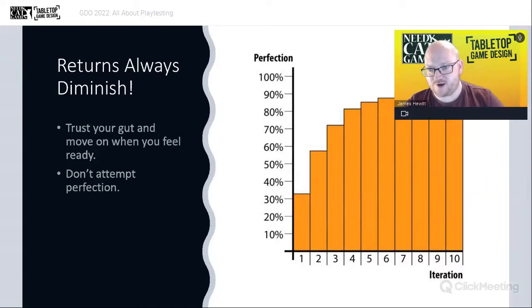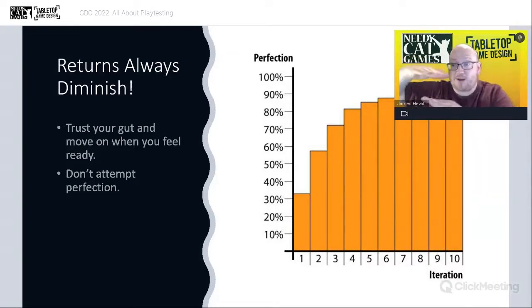Here's a little graph for you. Perfection is a lie, but assume that 100% is perfection, the perfect version of your game. You've designed a game that cannot be improved at all. You won't get there, but that's the top. Your first iteration, jumping to your second, you might actually have like a 30% improvement in how perfect your game is. I don't even like using the term perfect because it implies perfection is possible.